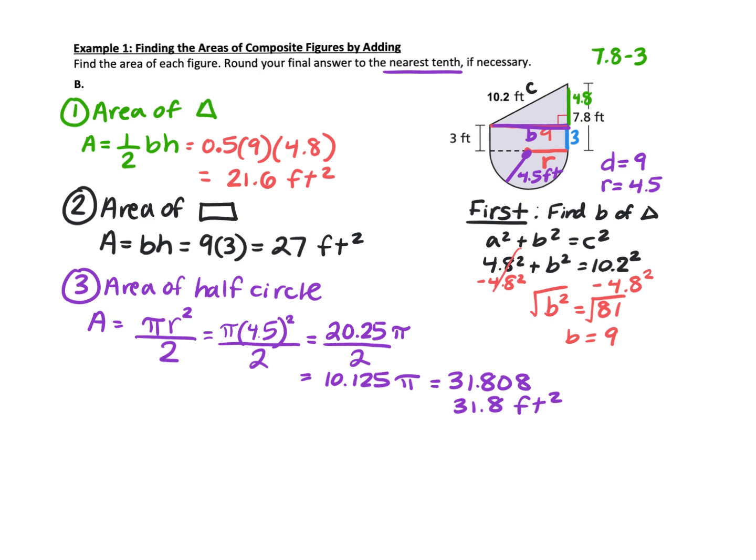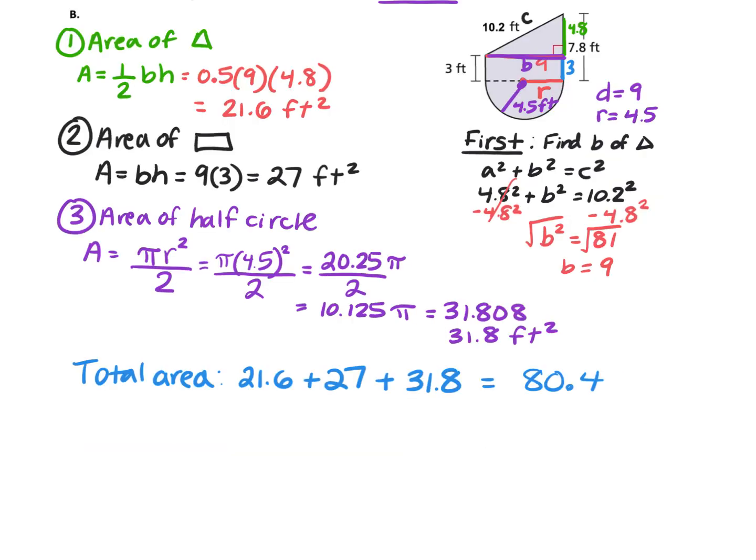And now we have everything we need to come up with the area of the total composite figure. For that total area, we're just going to add the area of the triangle, 21.6, plus the area of the rectangle, 27, plus the area of the half circle, which is 31.8. And when we add all of that together, we get 80.4. So the area of our composite figure is about 80.4.